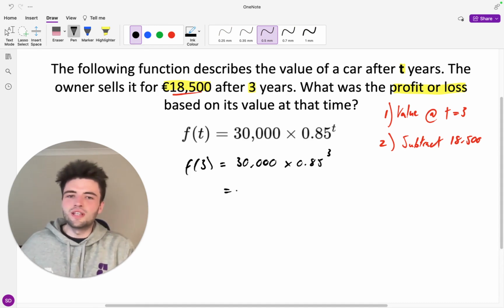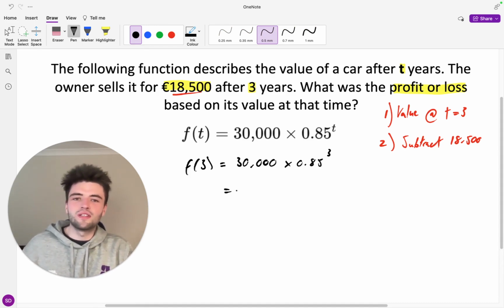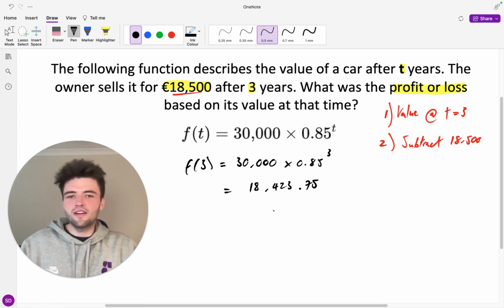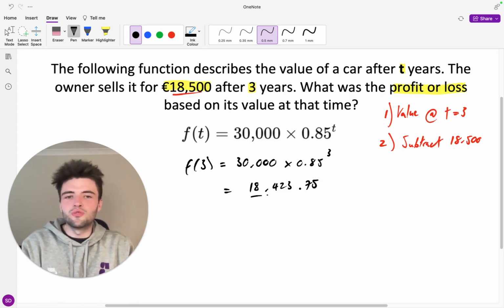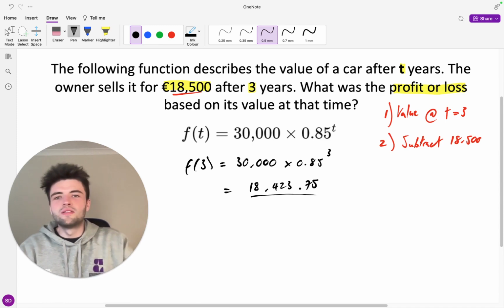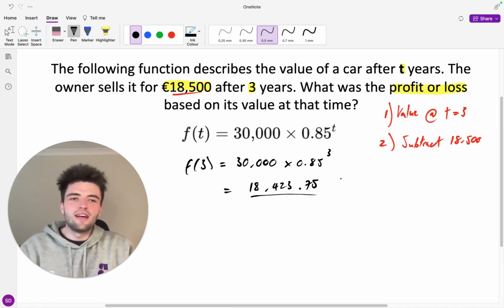And so just plugging in 3 for our function, we get 30,000 times 0.85 to the power of 3, and we can just plug that straight in the calculator, and we get this figure here. So we're going to get 18,423.75. So that is the value after 3 years.